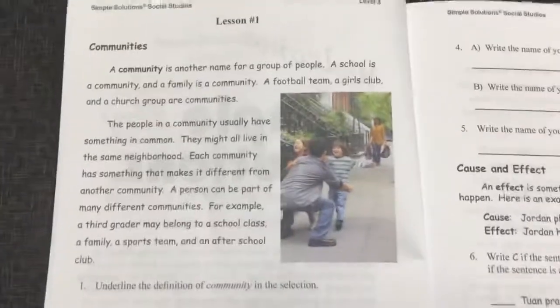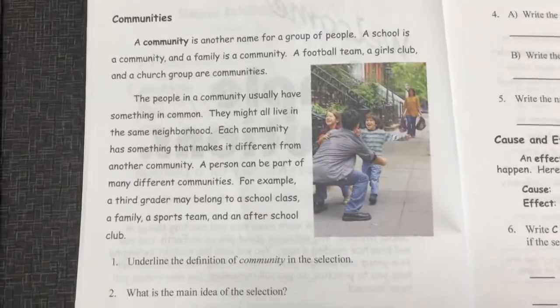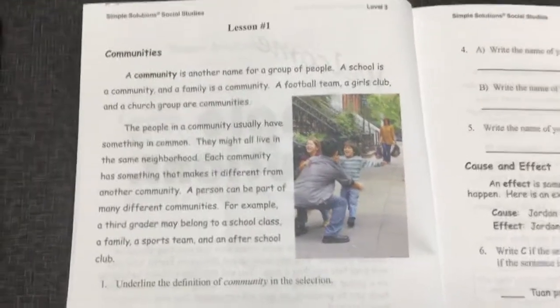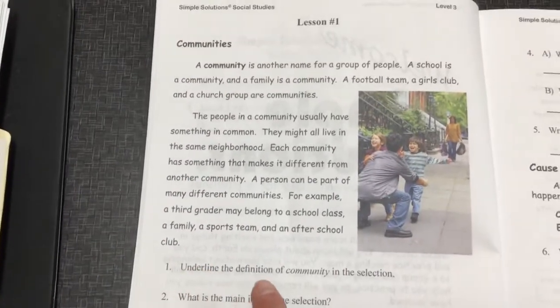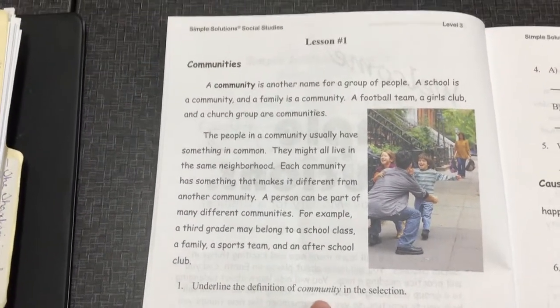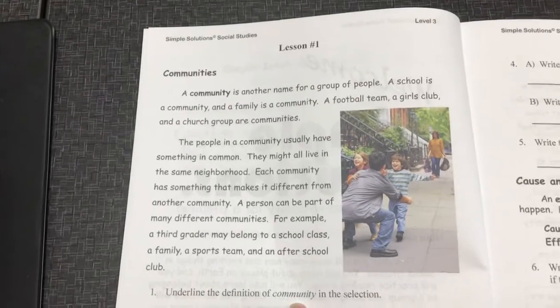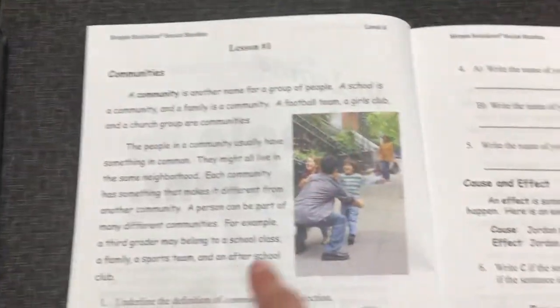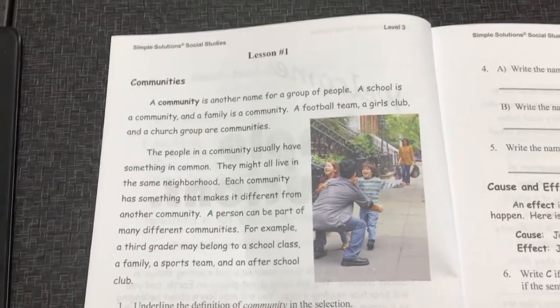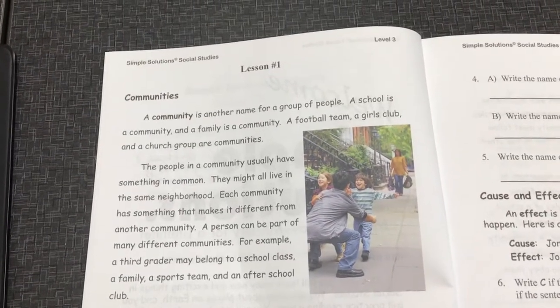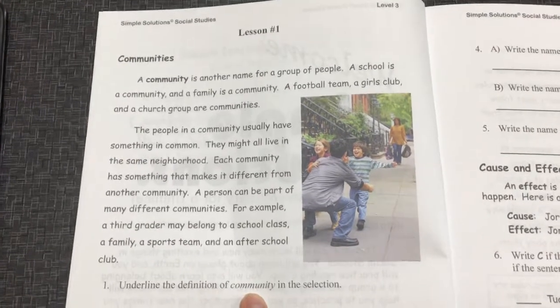Now that we've read our reading selection, we're going to answer questions. You're going to find the answers to many of them in this reading selection. Number 1, underline the definition of community in the selection. So you're going to go back up here, find the word community, and underline where it says what a community is.